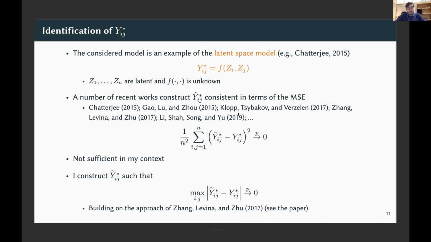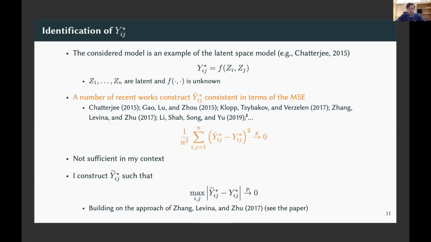Now, a few words about this result, identification of the error-free outcomes. It turns out that this problem is closely related to the classical matrix completion problem, and this comes naturally because a network is a double array structure. In particular, the network model I study, as virtually any dyadic network model, belongs to the so-called class of latent space models, in which Y_ij star is some unknown transformation of the agents' latent characteristics. And it's a great foundation for us because these latent space models have received considerable attention in the recent machine learning and statistics literature.